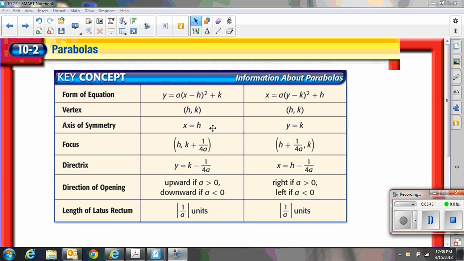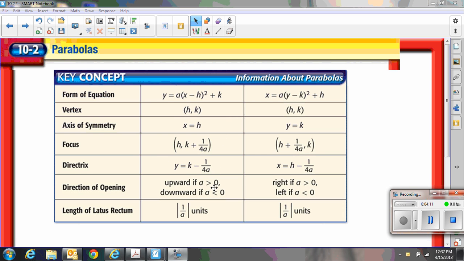The axis of symmetry then is x equals h, the line that runs through that point. The focus can be found by taking 1 over 4 times a, that's 1 over 4a, and adding it to k. The directrix can be found by taking k and subtracting 1 over 4a. Remember, the focus and the directrix are equidistant apart. So it makes sense that one you add and one you subtract.